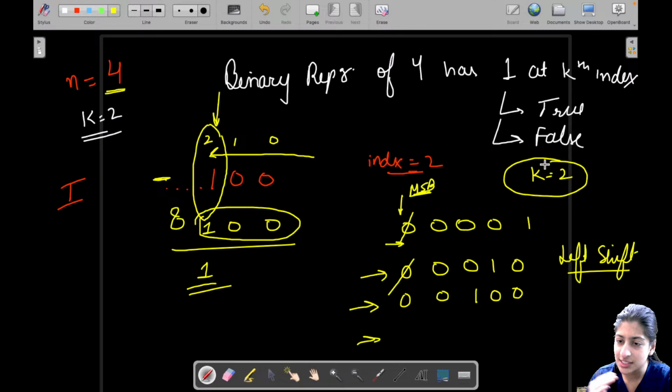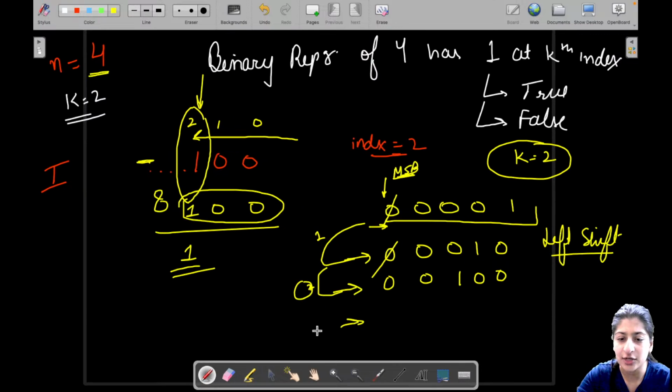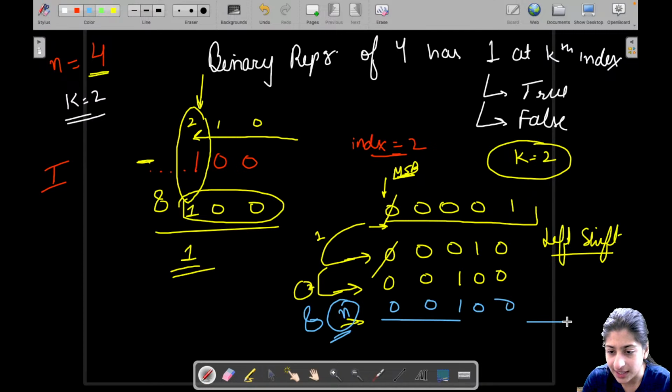So I will perform this left shift on that number 1 by only 2 times. Once when I did, I got this. Second time when I did, I got this. Okay. Now try to do its bitwise AND with the original number. So if I do bitwise AND with the original number, what will I find? See, your original number was what? 100, correct? So do you realize one thing? When I do bitwise AND, I am going to get 1.